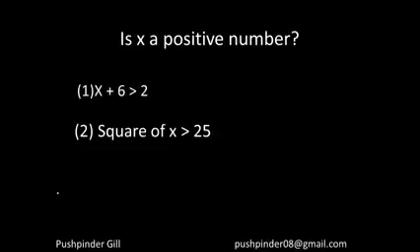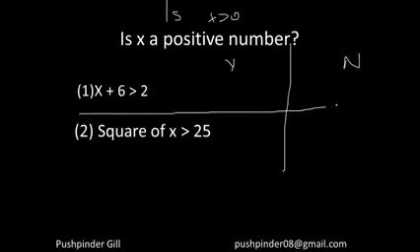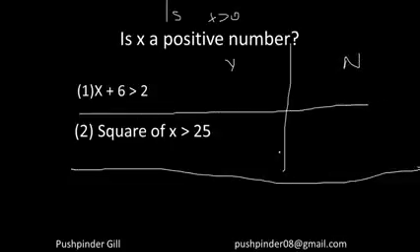So let's see, is x a positive number? He's asking, is x greater than 0? So I have to try getting a yes and try getting a no. If I have a yes and a no, my deal is done. So x plus 6 is greater than 2. From this I can very well say that x is greater than negative 4. Now pick up any number where x is greater than negative 4. Let's say x is equal to 4. 4 is greater than negative 4.